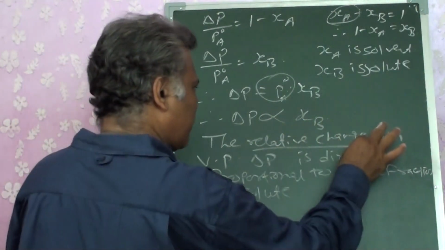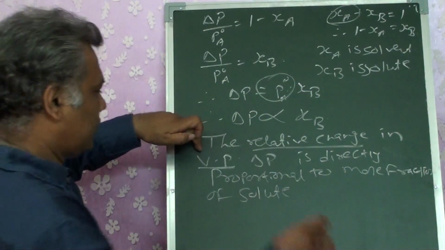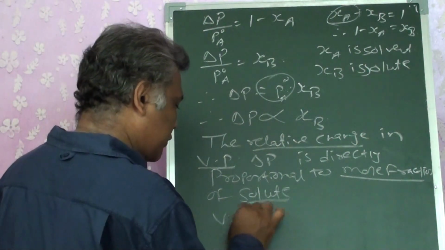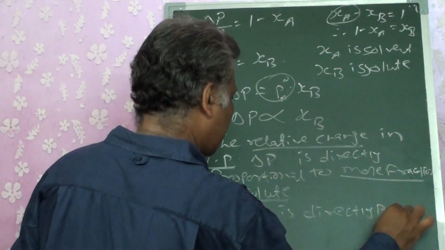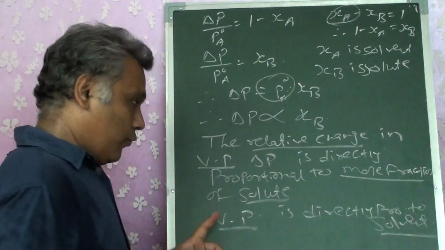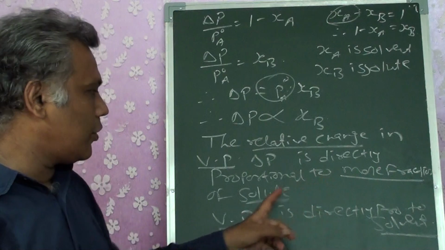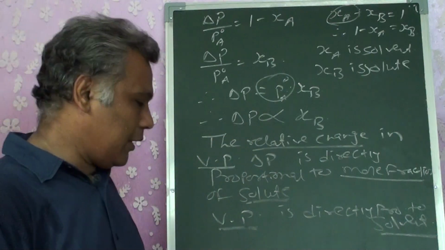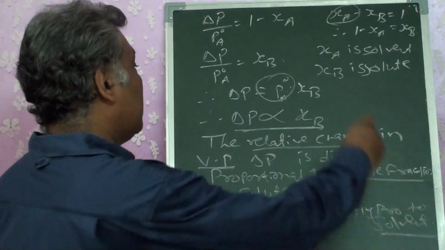The relative change in vapor pressure is directly proportional to the mole fraction of solute. Now make sure that you don't make an error when you are given the question. Vapor pressure is directly proportional to the solvent, but the relative change in the vapor pressure is directly proportional to the mole fraction of solute. So be careful while you are given this. Anyhow, going into this, we got an equation.